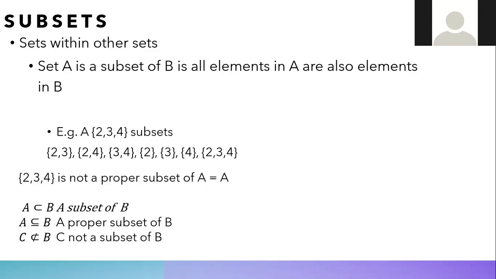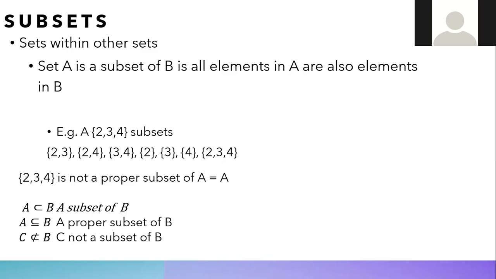Now we're going on to subsets. We can start breaking our sets into smaller groups, so we can have sets within other sets. We could say set A is a subset of B if all the elements in A are also elements in B. So for example, set A is {2, 3, 4}. We can make the subsets of A: {2, 3}, {2, 4}, {3, 4}, and {2, 3, 4}.